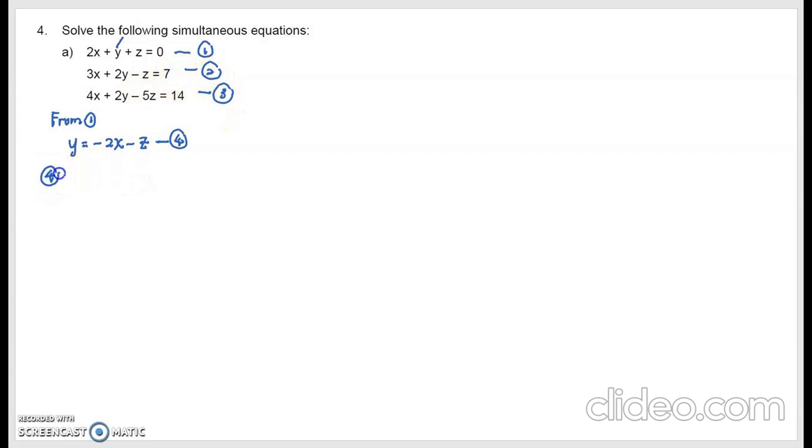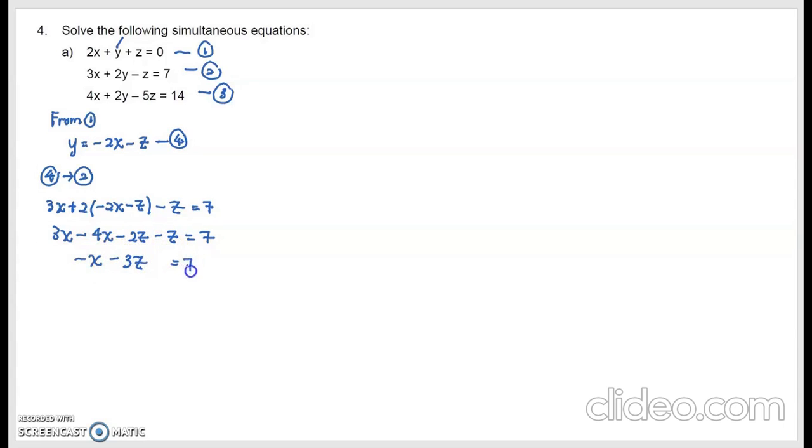So 4 into equation 2. So from here, 3x plus 2y, y is negative 2x minus z, minus z is equals to 7. So we try to simplify. 3x minus 4x minus 2z minus z is equals to 7. So 3x minus 4x, this is negative x. Negative 2z minus z, negative 3z is equals to 7.